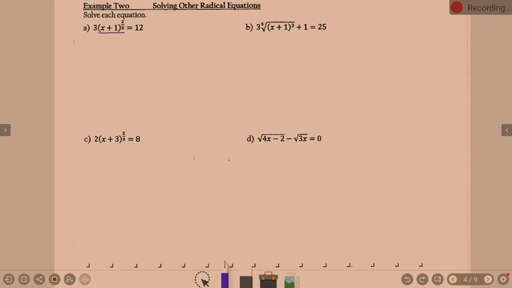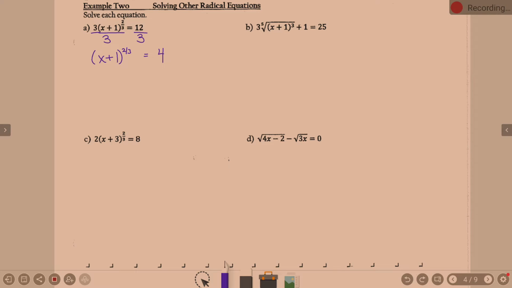If it's 3 times those parentheses, we're going to need to divide. The opposite of multiplying is to divide. If I divide the left by 3, we're going to divide the right by 3. So now I have x plus 1 to the 2/3 power equals 4.